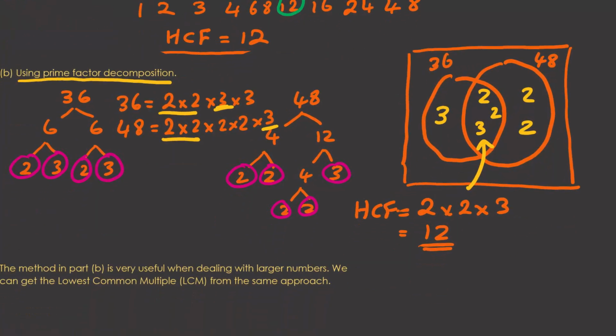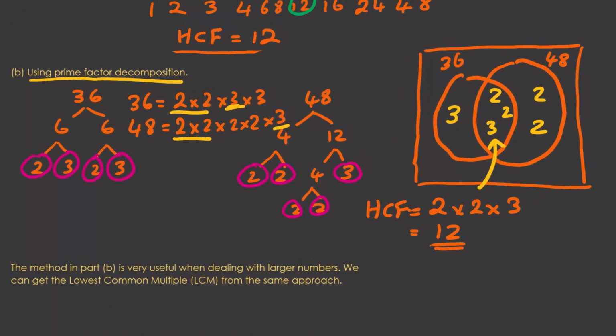The method in part B may seem a long way of going about it, but if you're dealing with large numbers, it's much better than the first method. We can also get the lowest common multiple, which we'll see later, from the same approach.